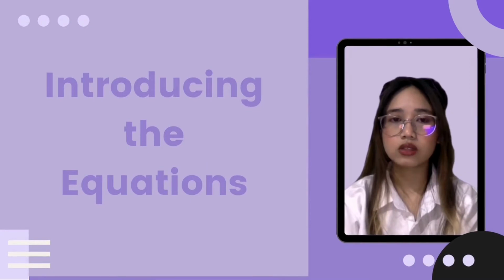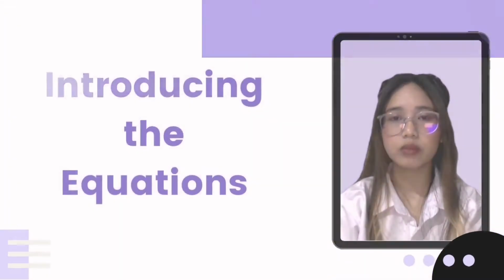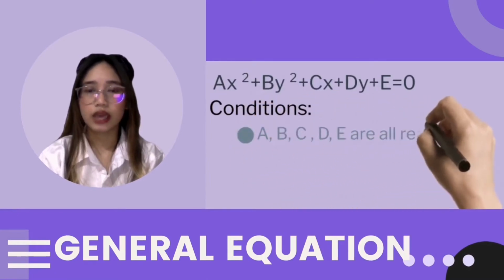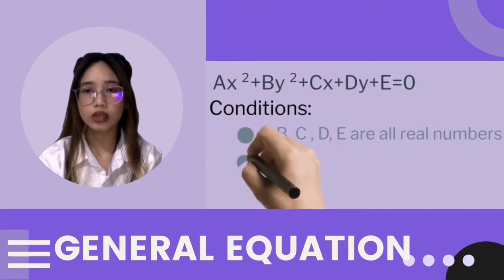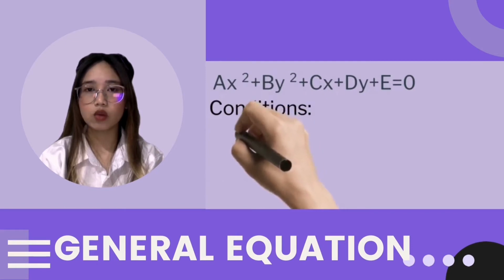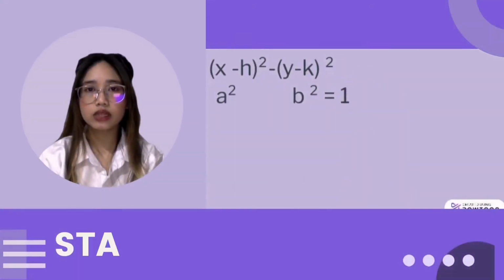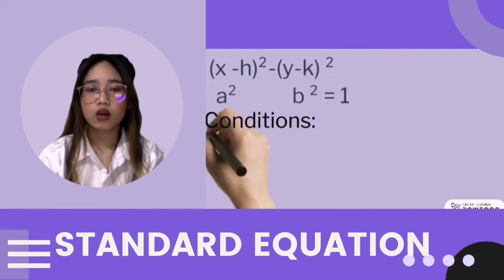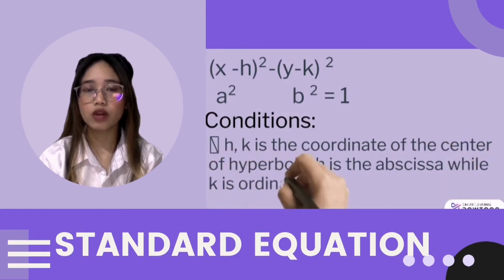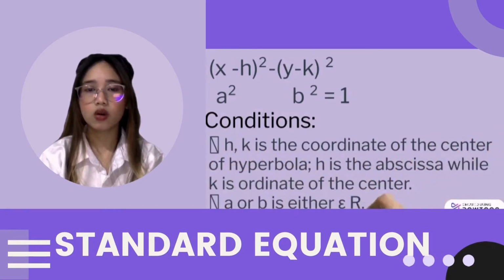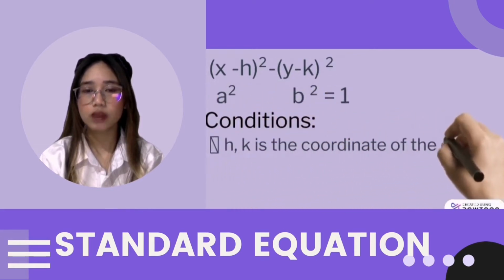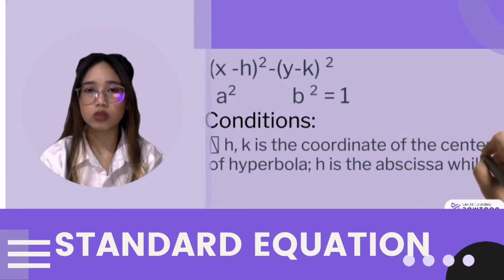And now, let's also talk about the formula of hyperbola. First, the general equation is ax squared plus by squared plus cx plus dy plus e equals 0. And the next one is the standard equation: (x minus h) squared over a squared plus (y minus k) squared over b squared equals 1.